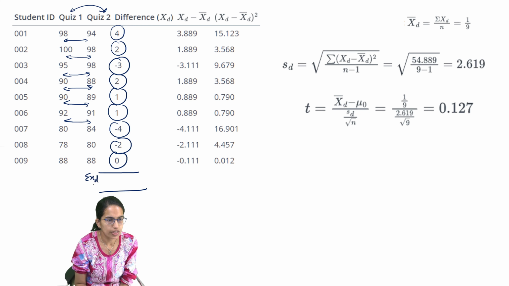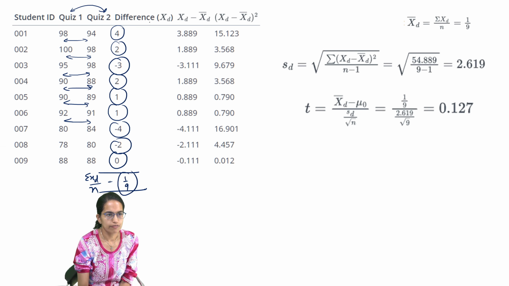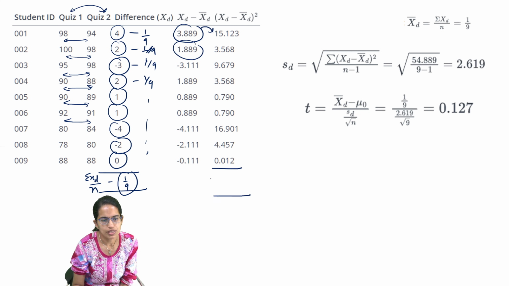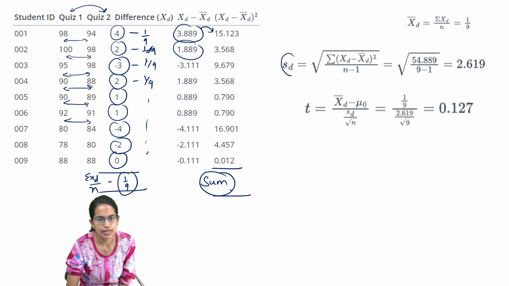So summation of xd divided by n, I would sum all these differences and divide it by 9, and that gives me the value as 1 by 9. Now what I would do is 4 minus 1 by 9, 2 minus 1 by 9, 3 minus 1 by 9, 2 minus 1 by 9, and so on and so forth. So I get this value. Then I would square these values. Then I would again sum up these values. Clear?